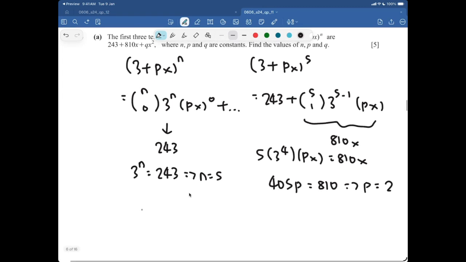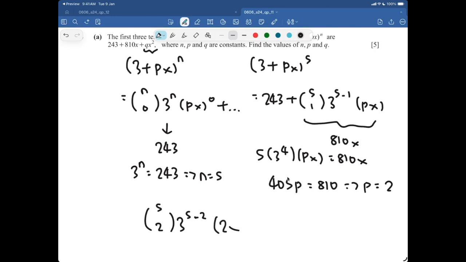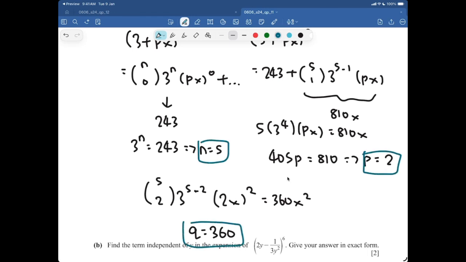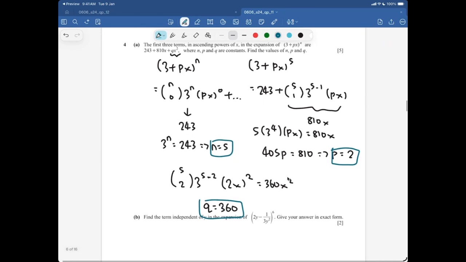So now we could just write the third term of the expansion to be 5 choose 2, 3 to the power of 5 minus 2, and then p is 2, right? So it's 2x squared, which is equal to 360x squared. So therefore q is 360. So just circling the answers out to make it more clear for the marker. There we go. We have 3 answers over here.